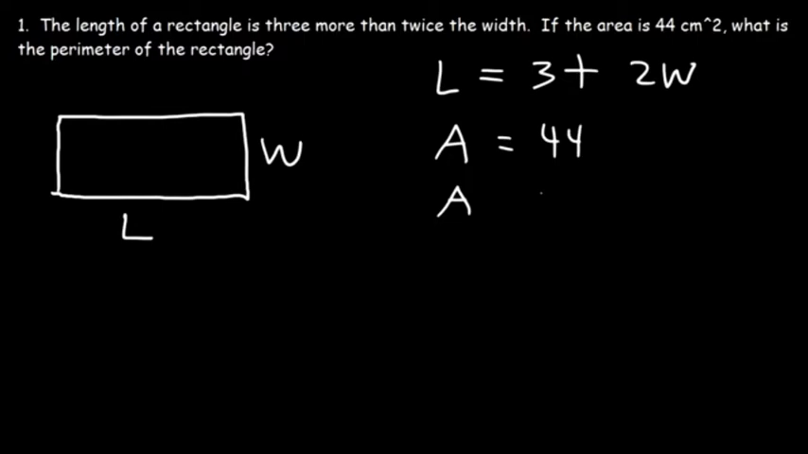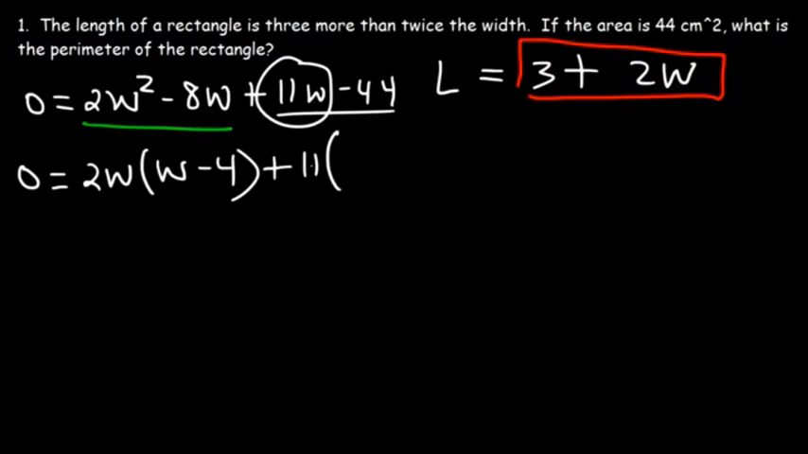And let's get rid of some of this stuff over here. Actually, I'm going to need that. So let's just get rid of this. And I don't think I need this for now. So if we take out an 11, 11w divided by 11 is w. And negative 44 divided by 11, that's negative 4.